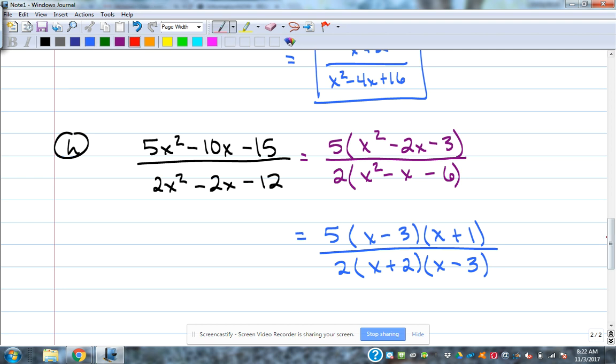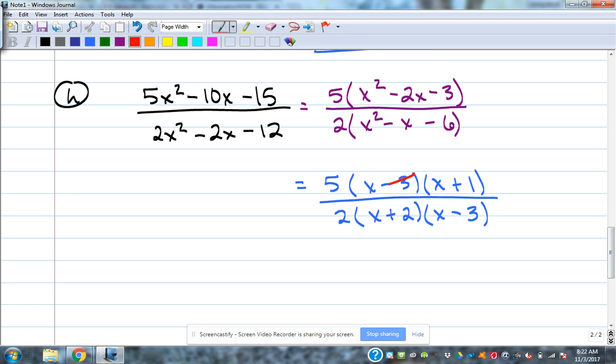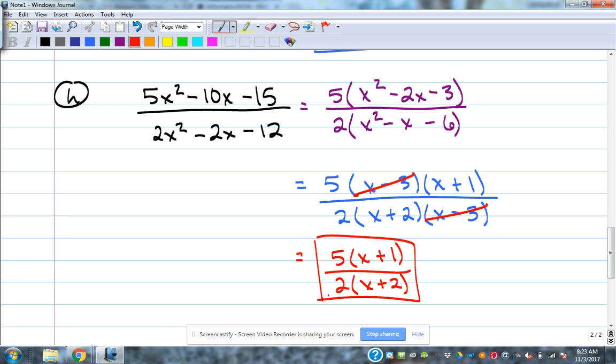What's going to cancel on this problem? The x minus 3s, they're the only thing that cancels. Your final answer is 5 times (x plus 1) over 2 times (x plus 2). And again, you don't need to multiply that back out. Definitely not today.